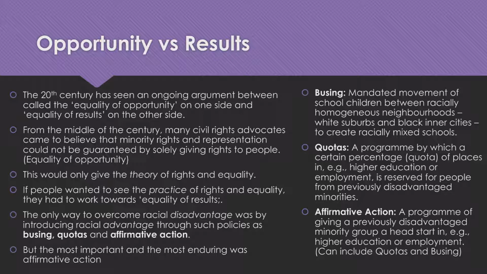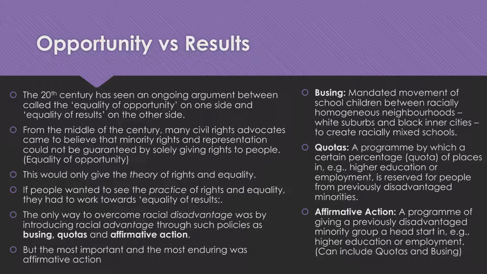But the most enduring and the most used way of ensuring equality of results is affirmative action, which is a program of giving previously disadvantaged minority groups a head start in higher education or employment. Now, affirmative action can include things like busing and quotas. It is part of that, but it also includes lots of other measures that give disadvantaged groups a head start.